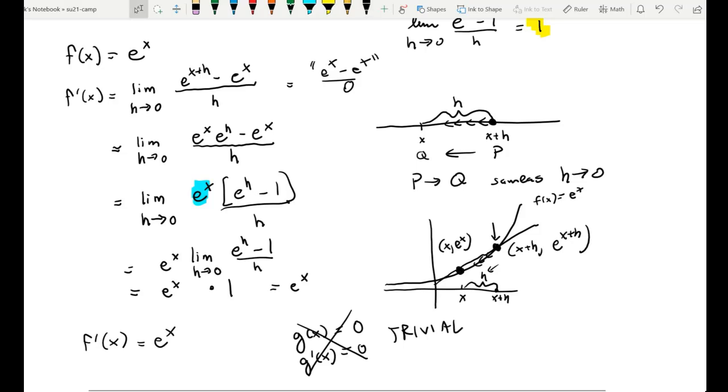So e to the x is special, right? It's equal to its own derivative. So when you're on your deathbed and they ask you, what do you remember from calculus for some reason? This is the thing you're going to remember probably, right? The derivative of e to the x is e to the x.